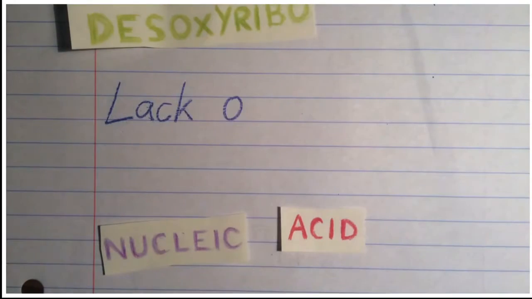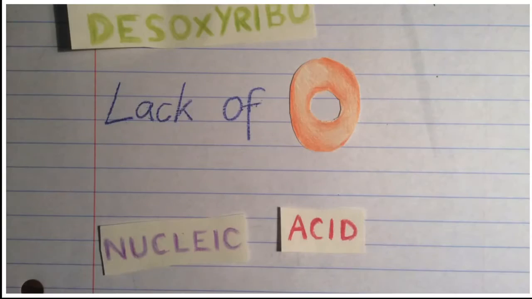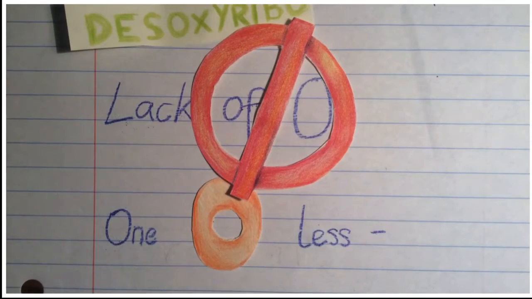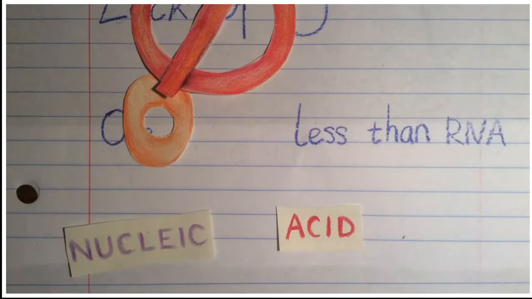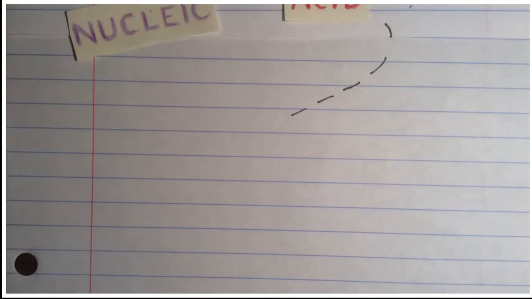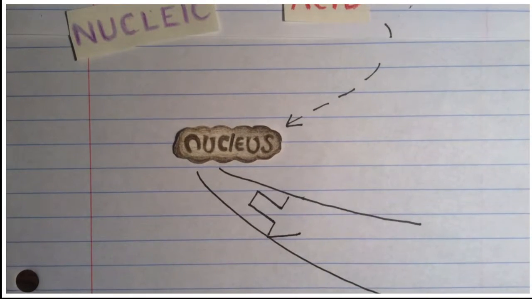Deoxyribo means it lacks oxygen, but there's a misconception that DNA contains no oxygen. It just has one oxygen less than RNA in each monomer. Nucleic acid. When you see this word, if you associate it with nucleus, then you're on the right way.